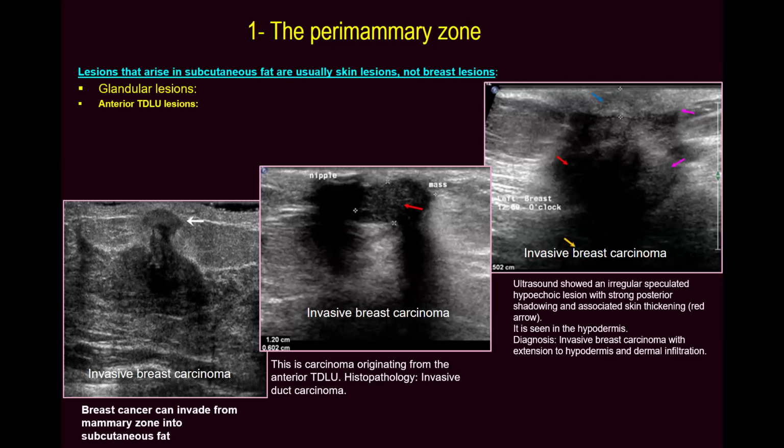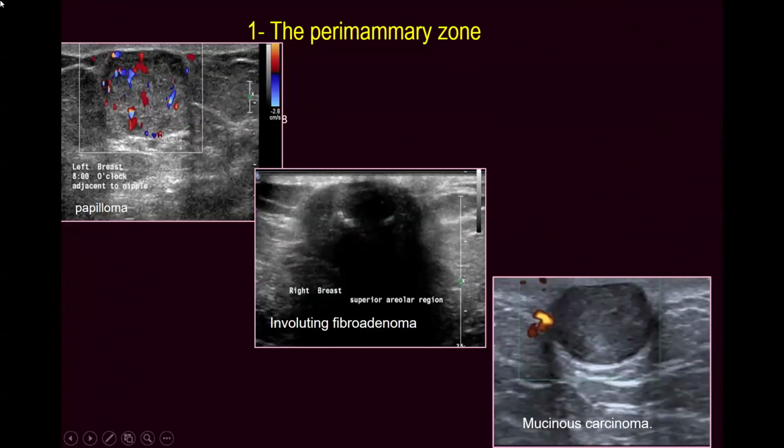As we mentioned, all the previous differential diagnoses were non-glandular lesions. But it is written here, glandular lesions and anterior TDLU lesion. Okay? Let us see more examples.